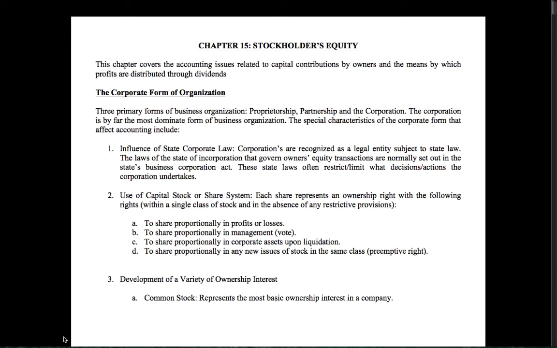Today we're going to cover Chapter 15, Stockholders' Equity. This chapter's primary purpose is to cover accounting issues related to capital contributions by owners and the means by which profits are distributed through dividends. We will cover multiple areas here, including common stock, preferred stock, treasury stock, and also dividends, including cash dividends, liquidating dividends, property dividends, and stock dividends.